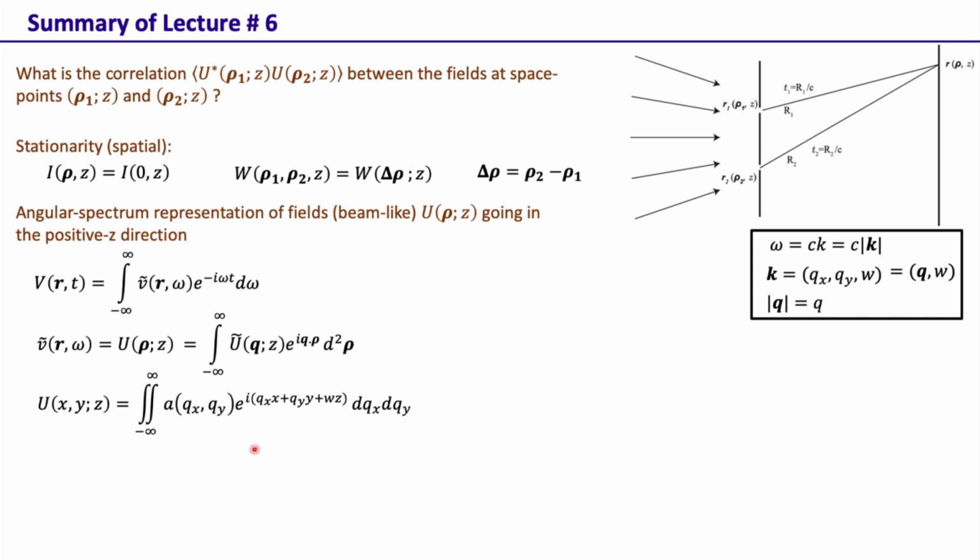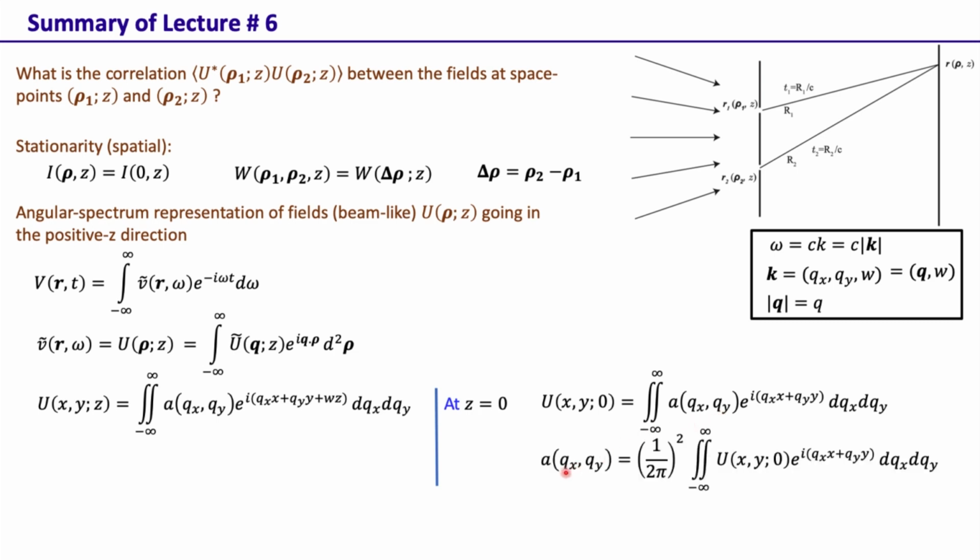Now we see that this is actually not a Fourier transform, but if we look at this field at z equal to 0, then this is a perfect Fourier transform. U(x, y, 0) is the integral of a(qx, qy) e to the i (qx x + qy y) dqx dqy. That's a perfect Fourier transform, and this way we can go from the x, y degree of freedom to this qx, qy space. Now we can invert this and write a(qx, qy) in terms of U(x, y, 0). So these two form a perfect Fourier transform pair: two-dimensional space and two-dimensional spatial frequency basis form the Fourier pair.